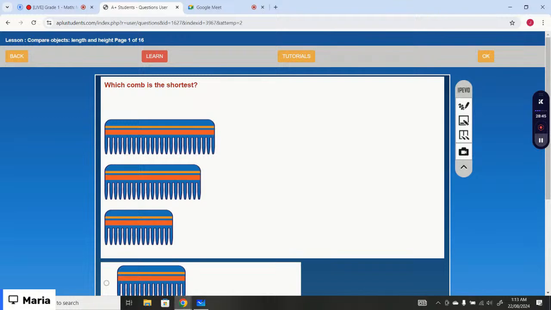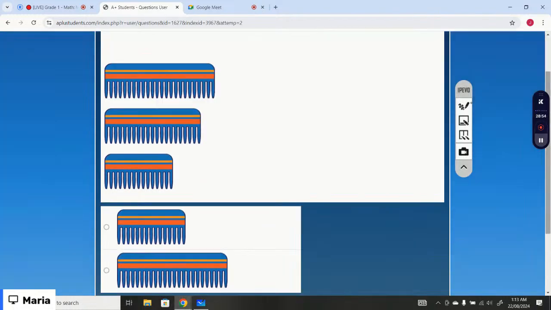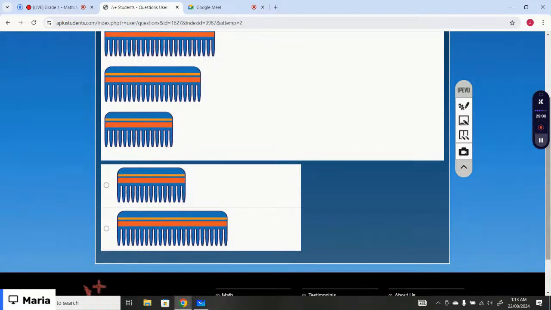Which comb is the shortest? You are given three of the combs. You have to find the one that is the shortest one. So which is the correct option? You just have to look at their length, right? So here are the options one and two. Which is the correct option?